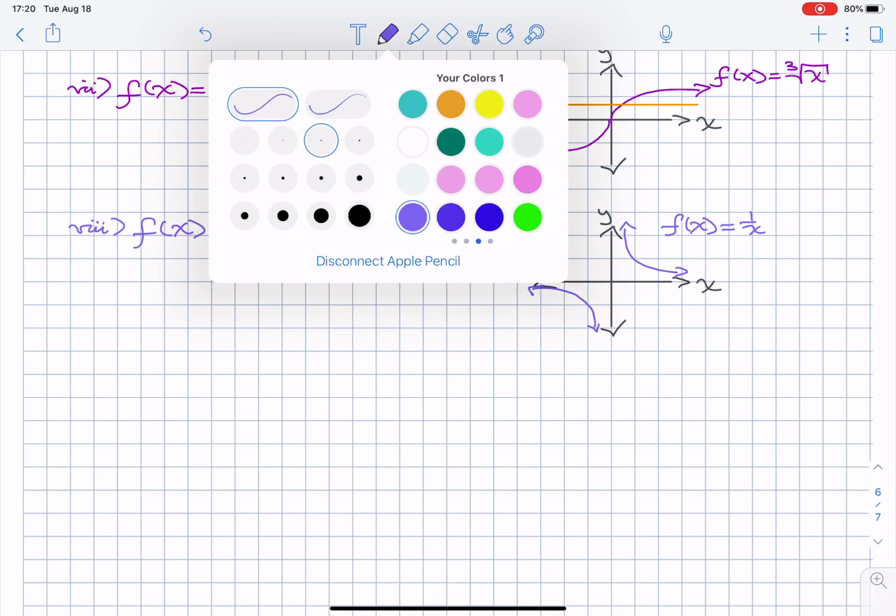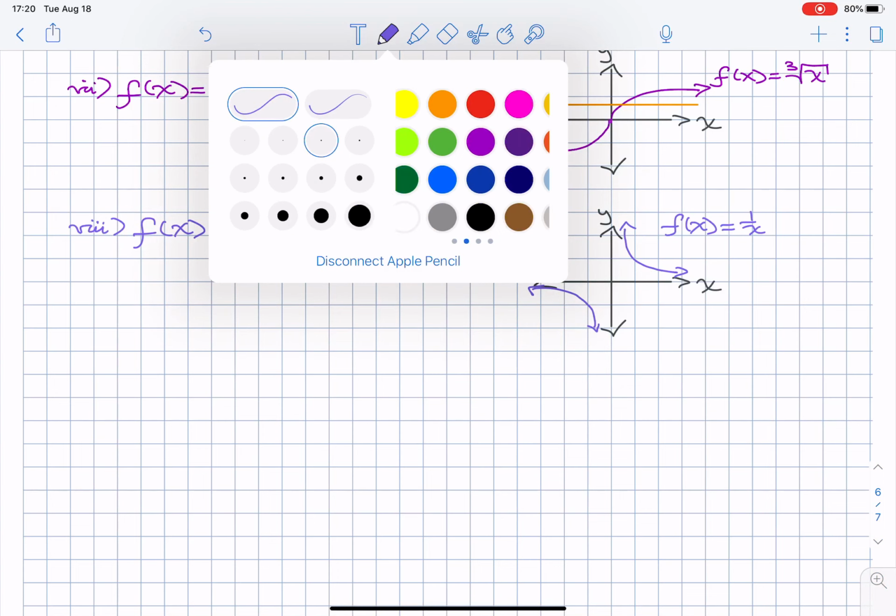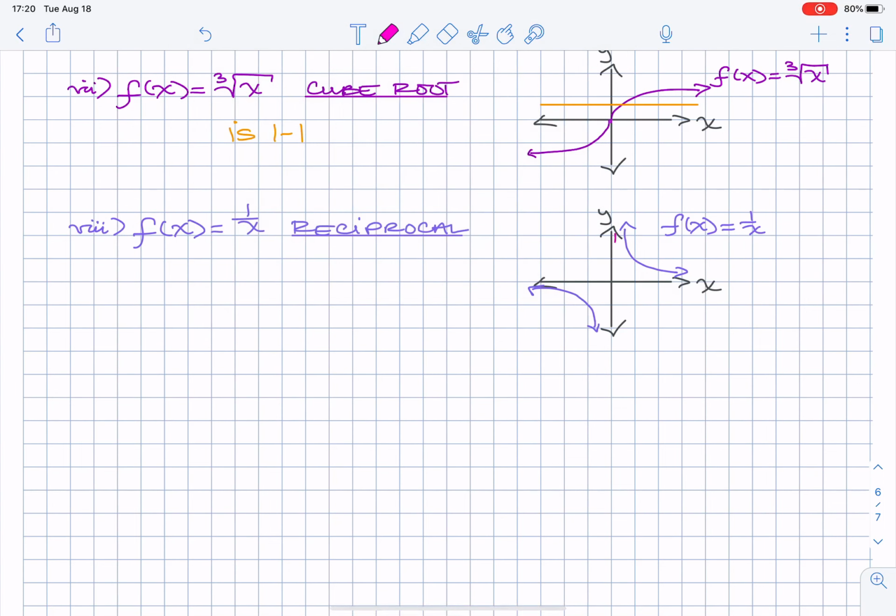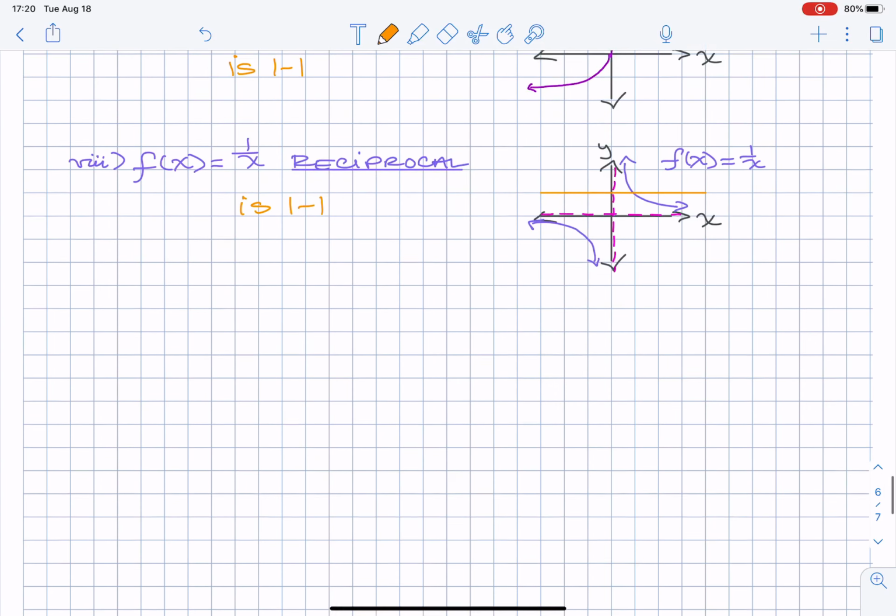And let me go ahead and put the asymptotes so we see them. So there's an asymptote on the y and the x-axis. So notice that this does indeed still pass. So this is 1-to-1 because it passes the horizontal line test.